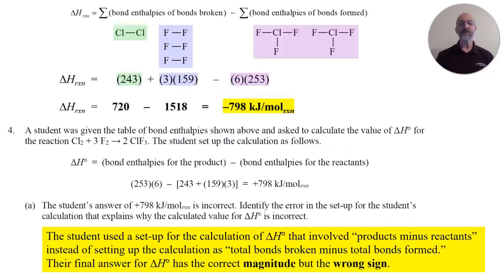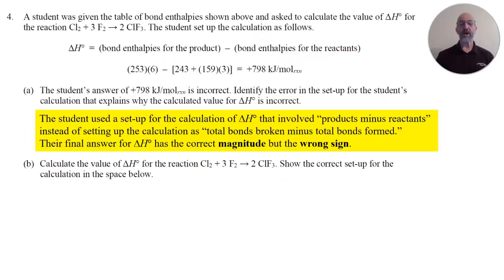So the student used a setup for the calculation of delta H that involved products minus reactants, instead of setting up the calculation as total bonds broken minus total bonds formed. So their final answer for delta H has the correct magnitude of 798, but the wrong sign. So again, that's a very common mistake that students make on the AP Chemistry exam. So please don't make that mistake if you're given a bond enthalpy calculation problem. Now, in question 4, part B, they simply want us to calculate the value of delta H and show the correct setup.